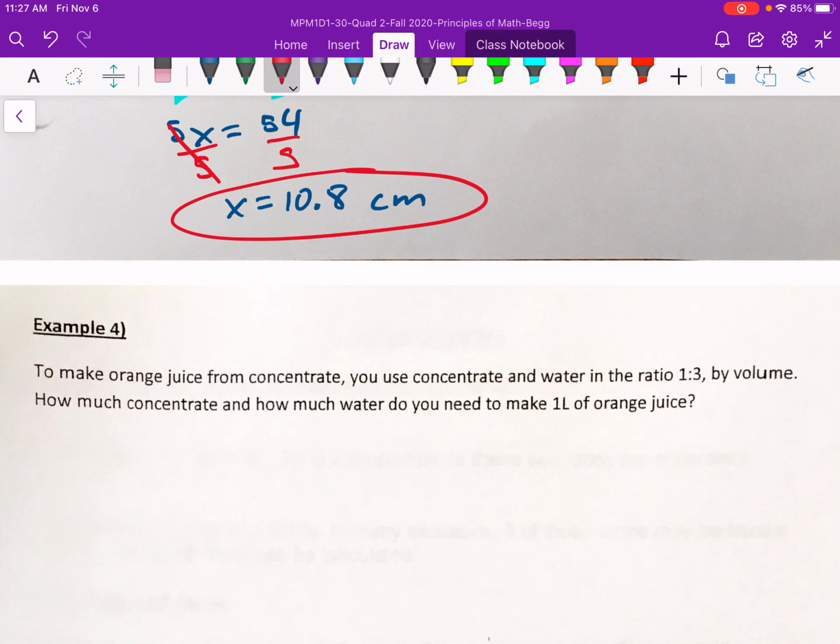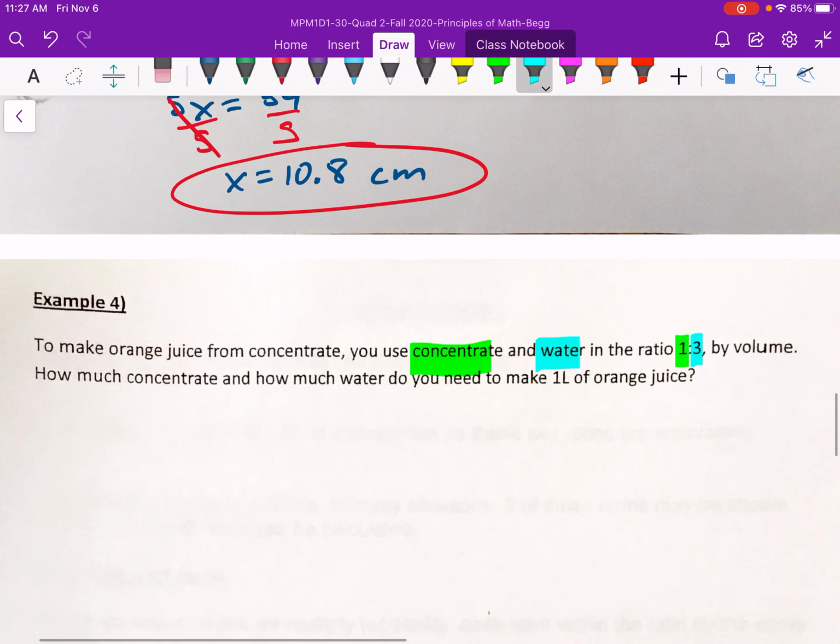To make orange juice from concentrate, you use concentrate and water in the ratio of 1 to 3. Okay? Concentrate, water, 1 to 3. How much concentrate do you need to make 1 liter of orange juice? 1 liter of orange juice is the total amount, right? It doesn't talk about the concentrate or the water, like how much of each we have. It just gives us the total amount. That's why I've highlighted that in purple. For this lesson, I've just made purple be my color for total amount.